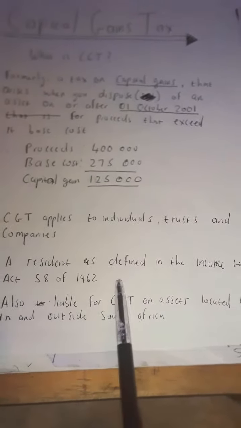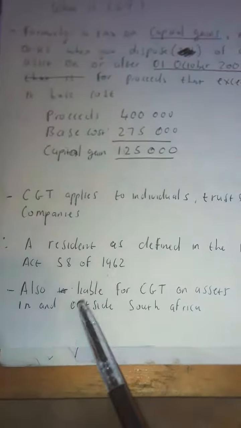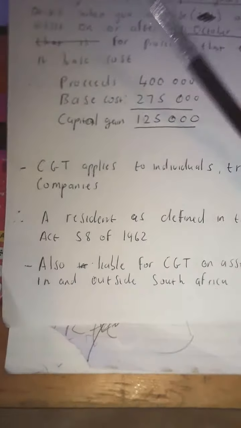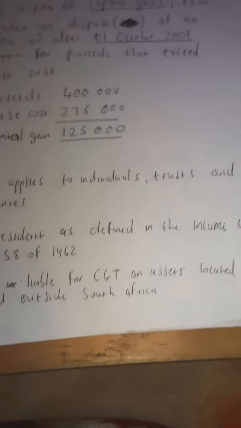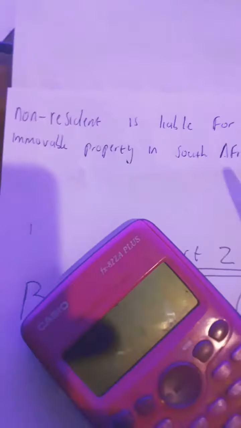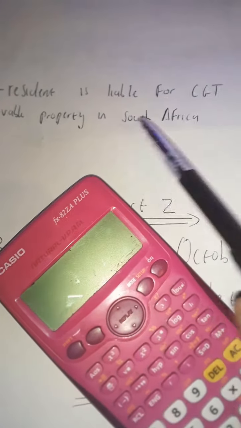And a resident, as defined in the Income Tax Act 58 of 1962, is also liable for capital gains tax on assets located both in and outside of the country, in this case, South Africa. A non-resident, on the other hand, is liable for capital gains tax only on immovable property in South Africa.